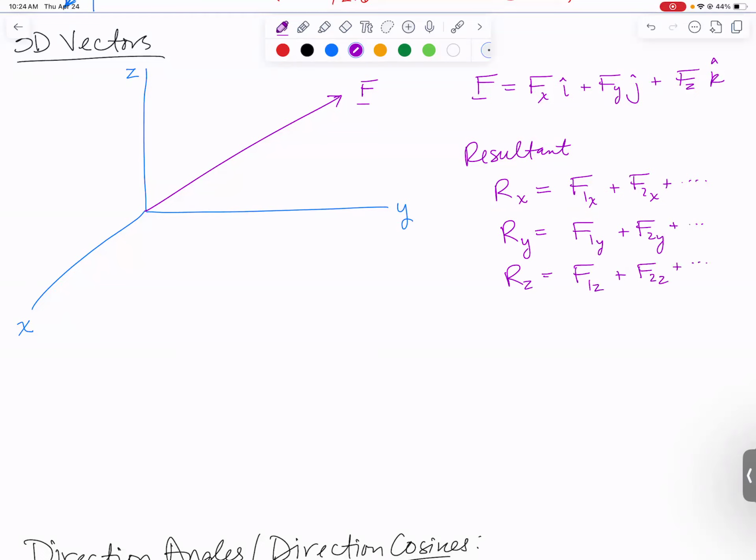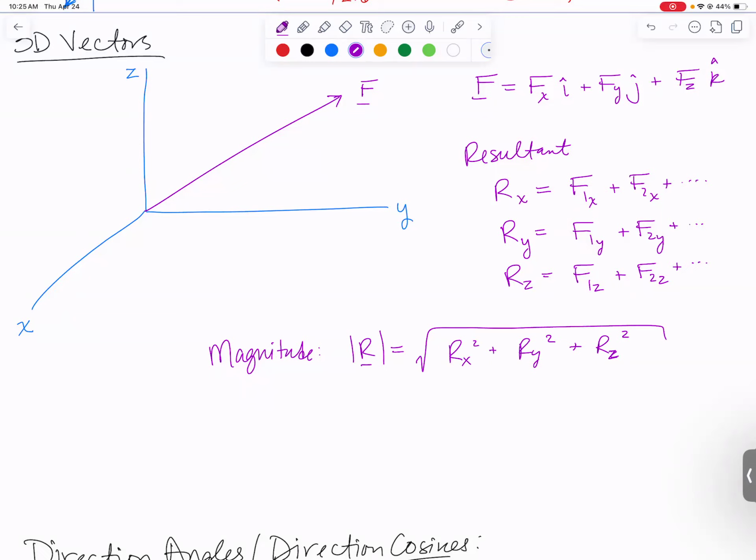Then once you're done with that, you might need to find the magnitude, and the magnitude would be given by square rooting our x squared plus our y squared plus our z squared. It's like Pythagorean theorem in 3 dimensions. You just sum up all the squares and square root it, and that will give you the overall magnitude of your resultant vector.